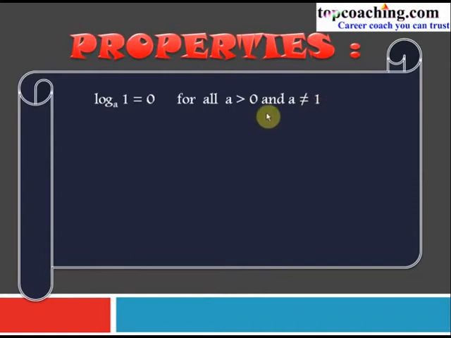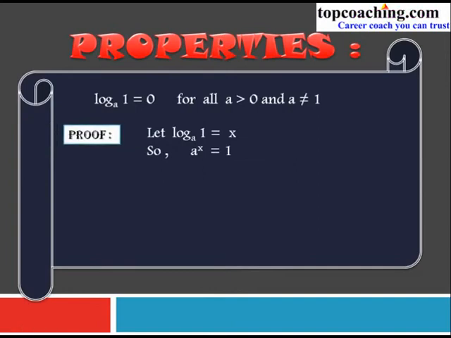So for all the values of a such that they are greater than 0 and none of them is equal to 1, then log of 1 to the base a would always be equal to 0. And this is very important. Always remember that log of 1 to any base a is always equal to 0. The condition is a should be always greater than 0 and should not be equal to 1. Let's look at the proof of this.